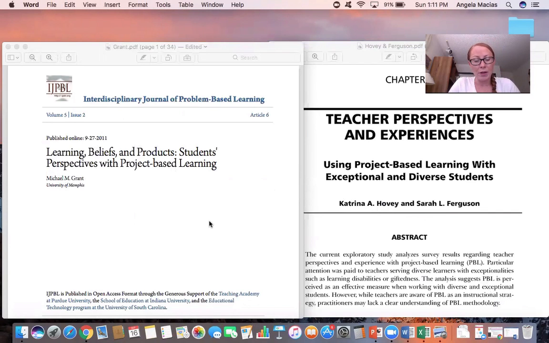You'll see both of these topics are project-based learning. The first article by Grant is Learning, Beliefs, and Products: Students' Perspectives with Project-Based Learning. The other one is Using Project-Based Learning with Exceptional and Diverse Students. If I was writing a research paper on project-based learning, these might be the types of articles that I find in my search.